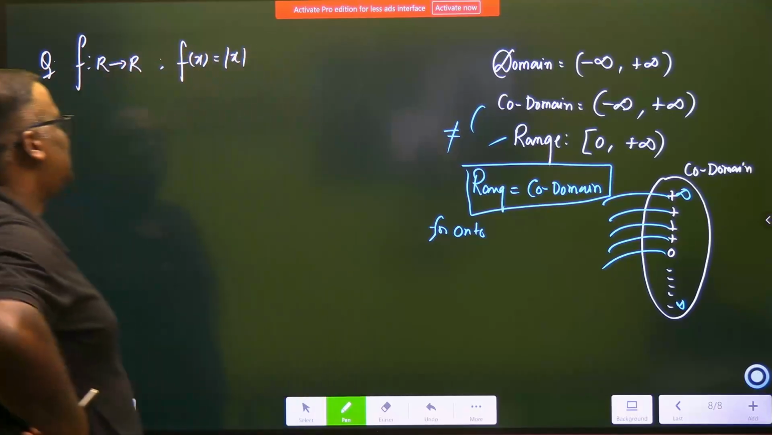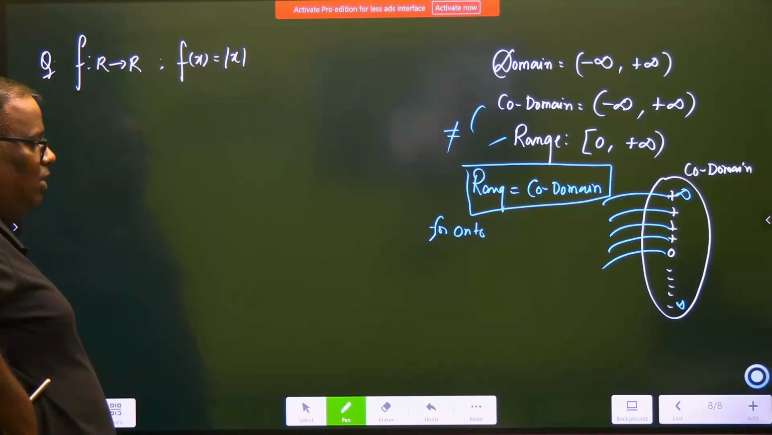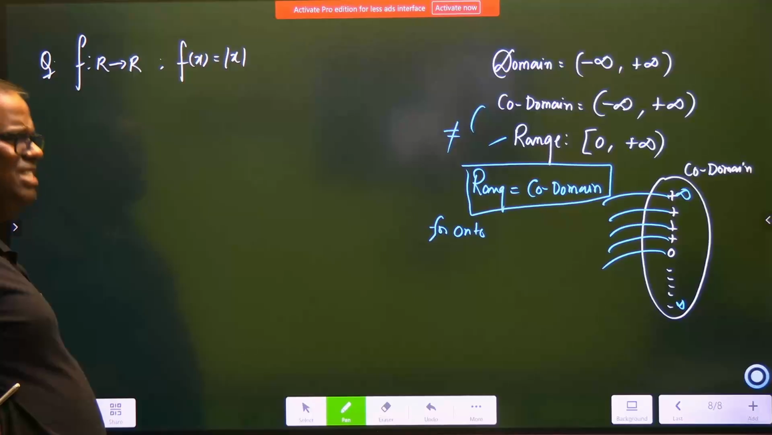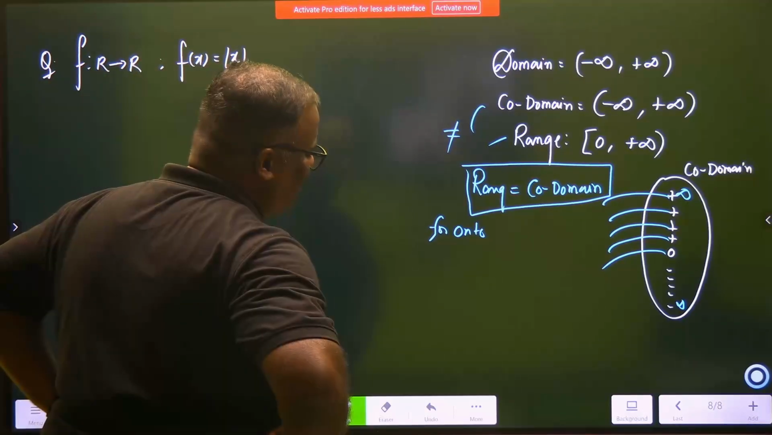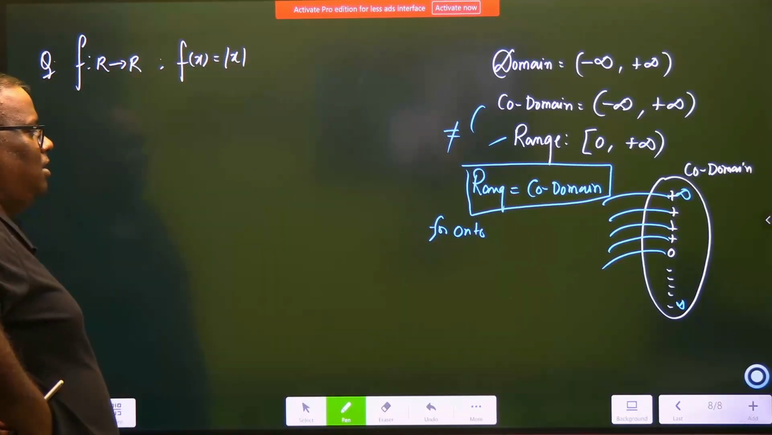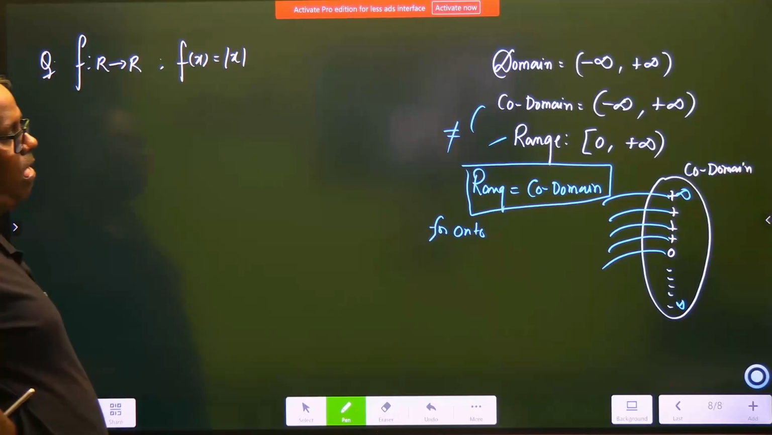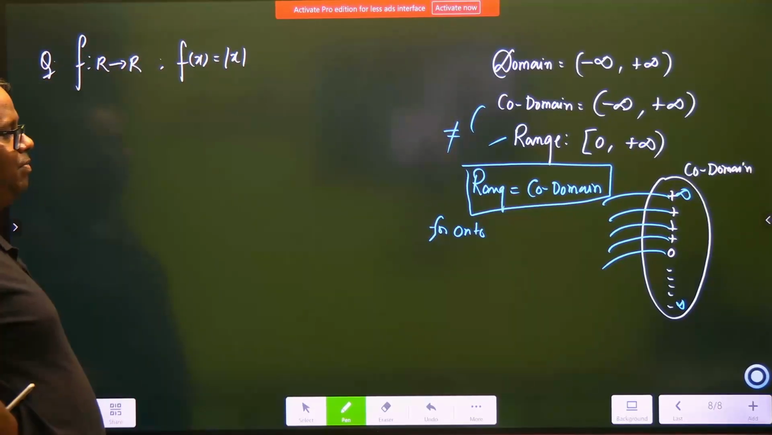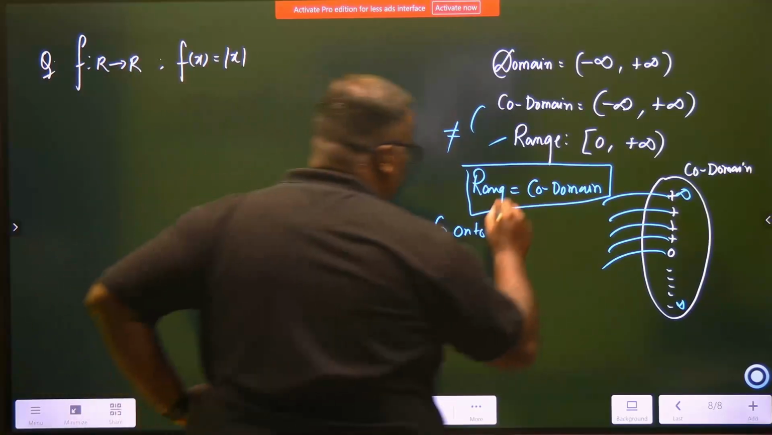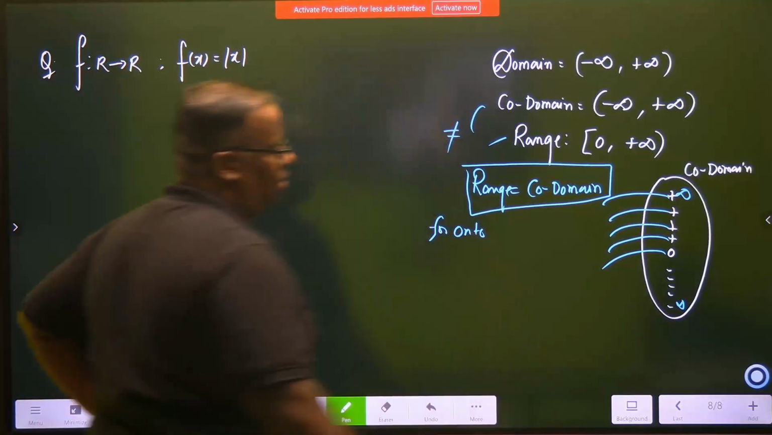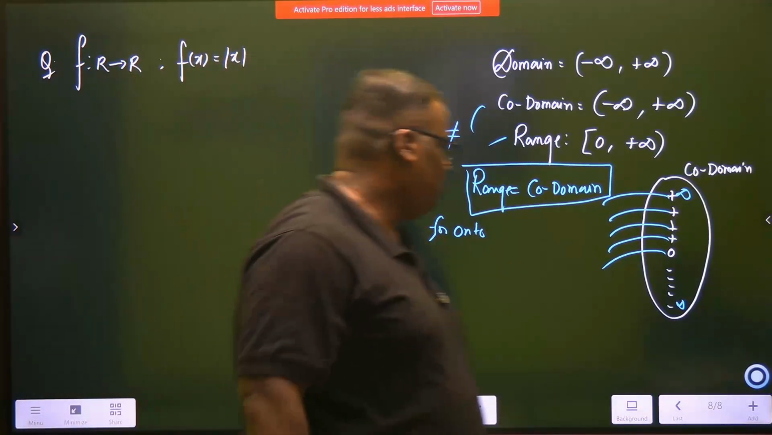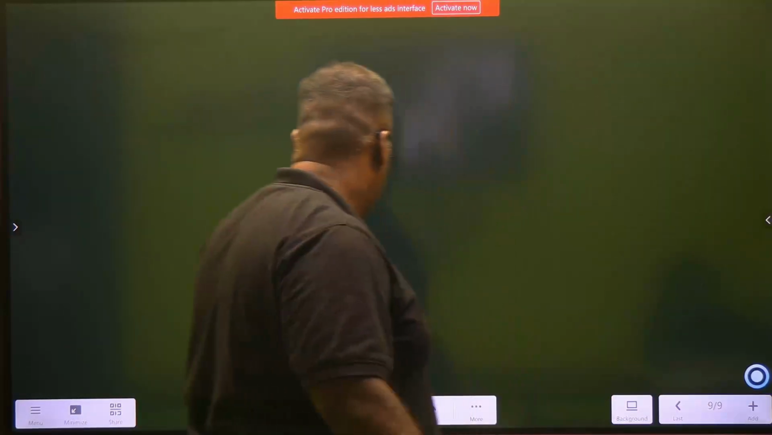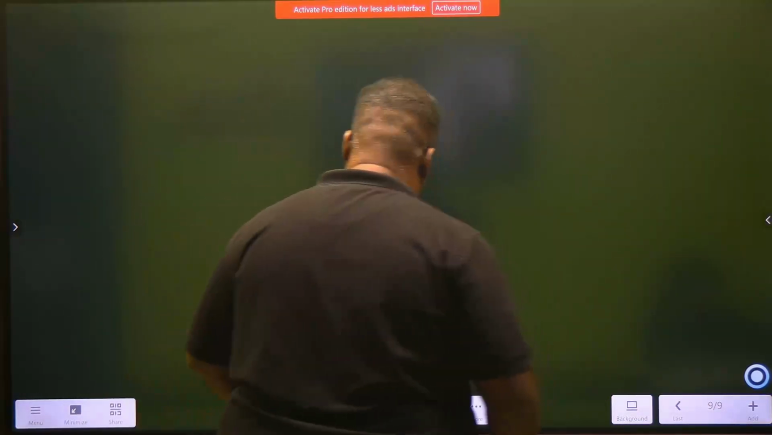So whenever you get something with modulus, you can go by this way. Generally, you get either with e to the power x, that means natural logarithm. We'll see one algebraic one also. Range and codomain must be equal. Shall we take one more problem? Okay, let's take one more problem.